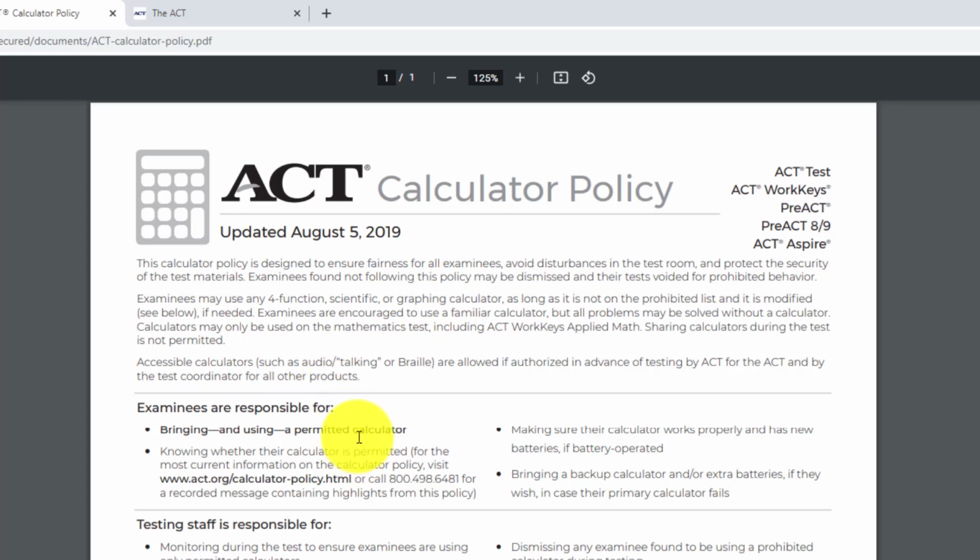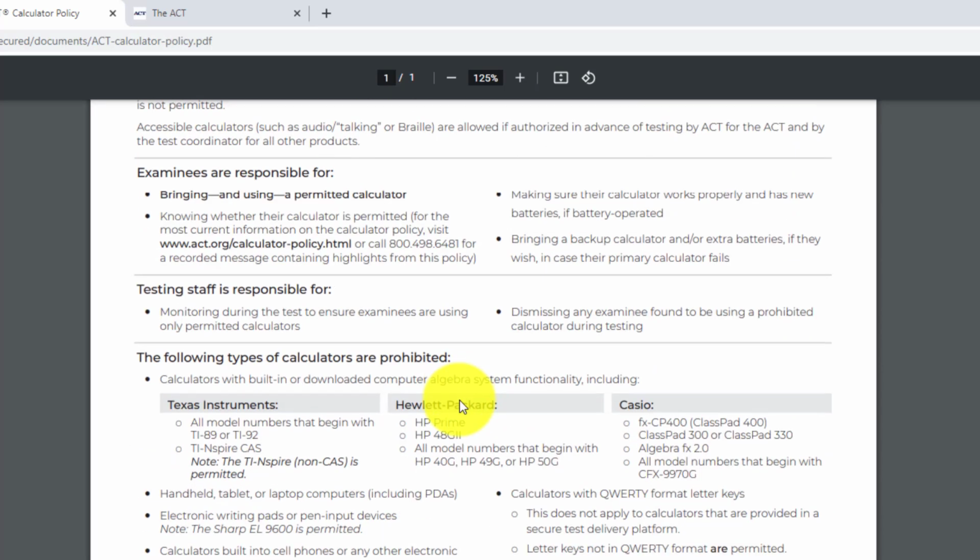So these are the responsibility of the student to make sure that they know which calculator to use. It's also a good idea, and many of the schools do this, to provide the students with a calculator, so there's no issue in terms of calculator policy. This policy talks about what testing staff is responsible for. Notice testing staff, that's the room supervisor, the test coordinator, the proctor, and so on.